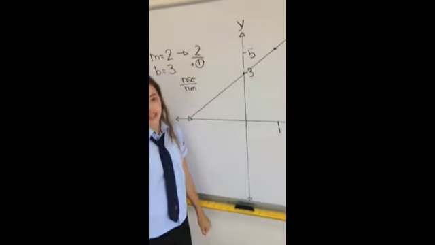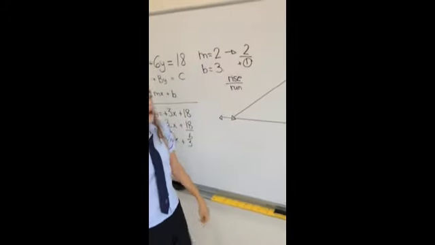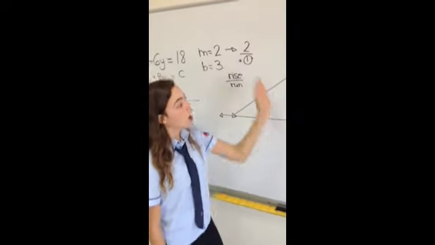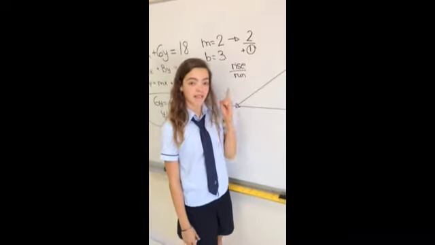Another key point that I would like to include, since our slope is positive, our line is going to go to the right. If our slope was negative, our line would go to the left. This is just a key point that helps me check if my answer is correct.